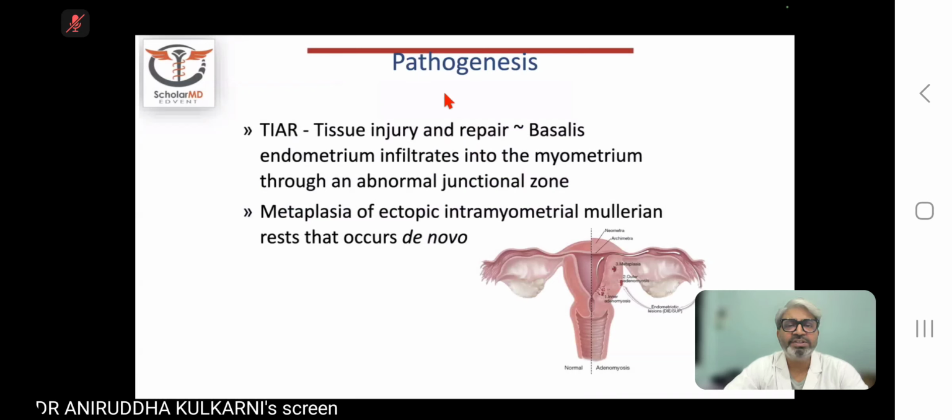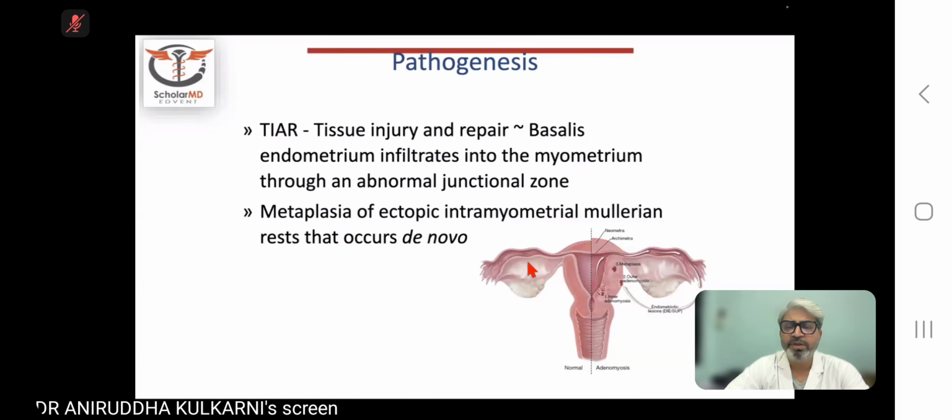The pathogenesis of adenomyosis is said to be the TIAR theory, that is tissue injury and repair theory, where the basalis endometrium infiltrates into the myometrium through an abnormal junctional zone. So most of the people say it's an abnormality of the junctional zone. Few people say it's a metaplasia of ectopic intramyometrial Mullerian rests. So there can be a retrograde menstruation into the myometrial substance. Few people say that the menstrual content may escape from the fallopian tube through the fimbrial end, and then the endometriotic deposits occur over the ovary or as the superficial form of endometriosis. At the same time, some of the endometrium may get ectopically deposited within the myometrial substance.